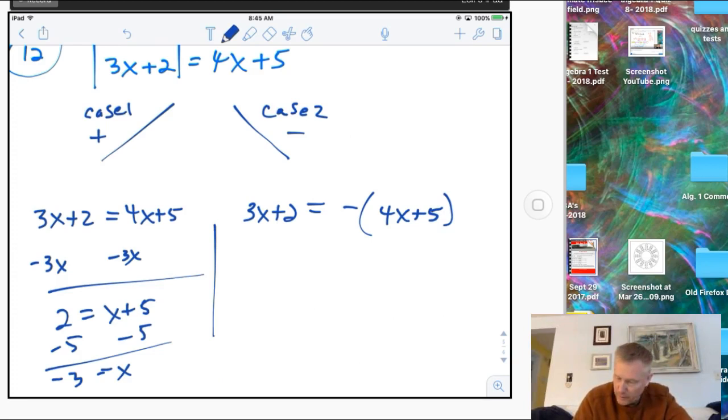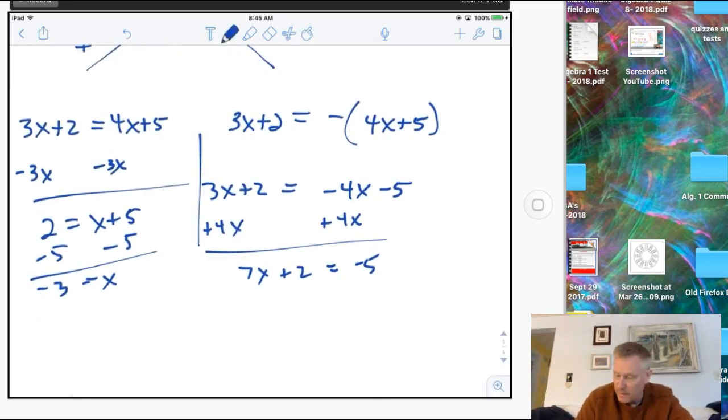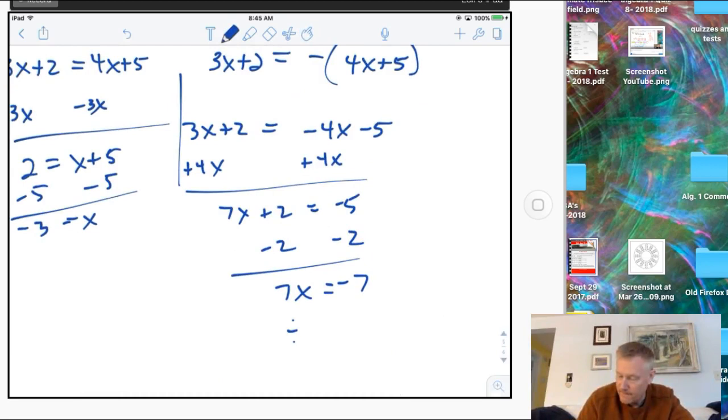And over here, if I do the negative out, I'm going to make that 4x negative and the 5 negative. You're distributing that negative sign. Now I can add 4x to both sides, and I get 7x plus 2 equals negative 5. And subtract 2 from both sides, I get 7x equals negative 7, divide by 7, and I get x equals negative 1. So I got two answers here.